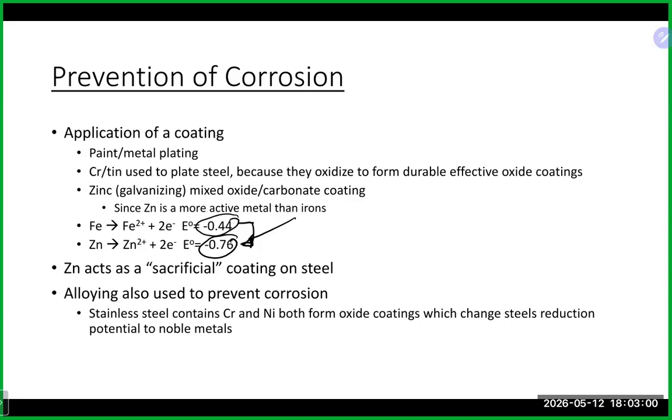Alloying is another way to prevent corrosion. In this situation, something like stainless steel contains chromium and nickel, and they form oxide coatings that change the SRP value of that stainless steel into that of a noble metal, which means it will be more positive than oxygen and not go through corrosion.